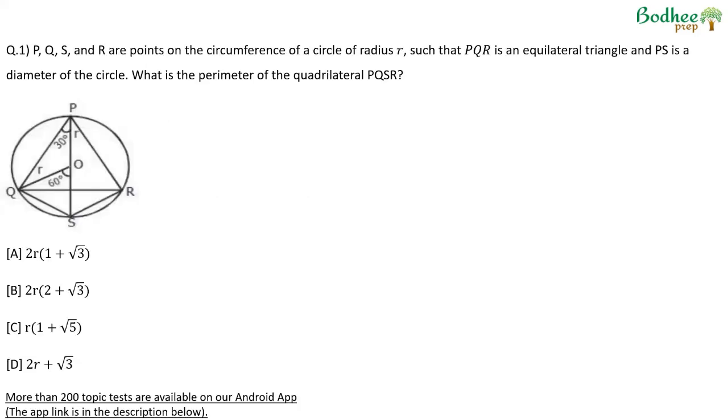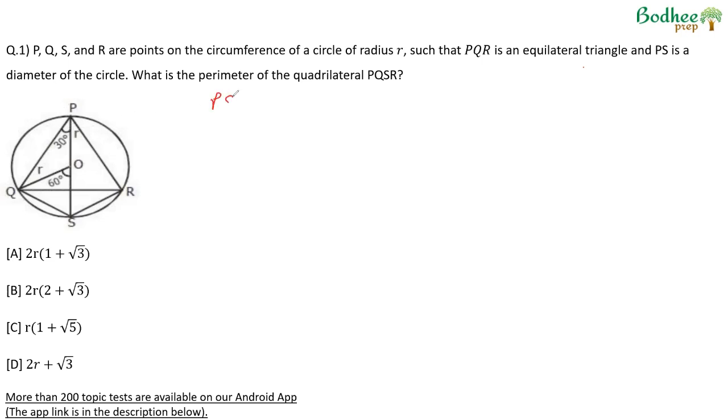If you look at the questions, the first one says P, Q, S, R are points on the circumference of the circle of radius R, such that PQR is an equilateral triangle, PS is a diameter. What is the perimeter of the quadrilateral? Small r is given to be the radius of the circle.